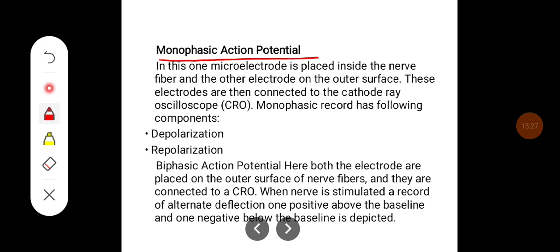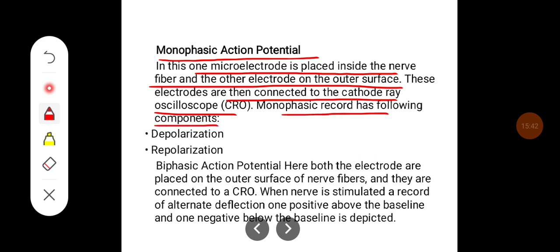Monophasic action potential. In this, one microelectrode is placed inside the nerve fiber and the other electrode on the outer surface. These electrodes are then connected to the cathode ray oscilloscope. Monophasic record has the following components: depolarization and repolarization.